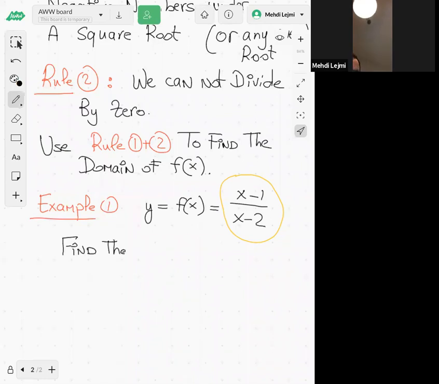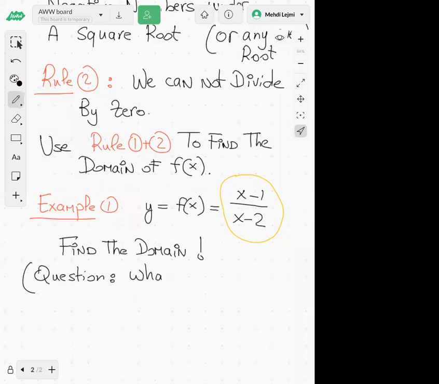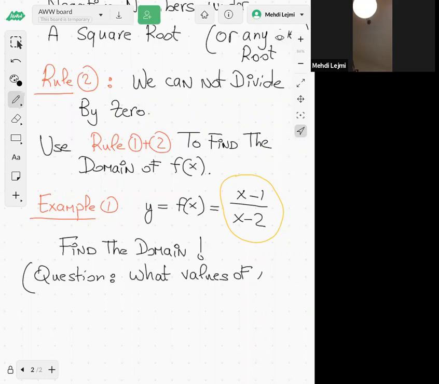So what does it mean to find the domain, actually? It means the question is, what values of x we can input here, okay? So when you find the domain, the question is actually, what values of x we can input here. So that's what I mean by finding the domain of this function f. What values of x we can input here.